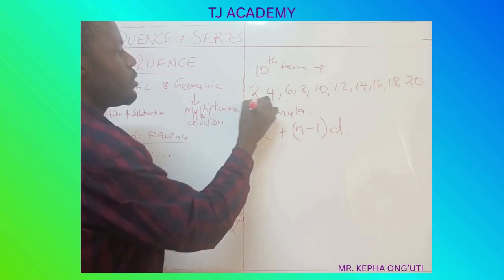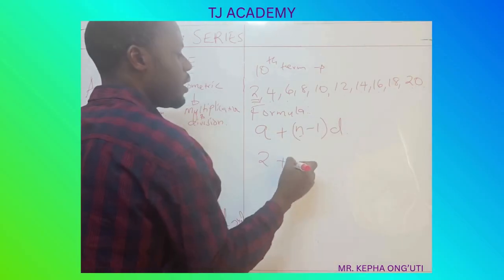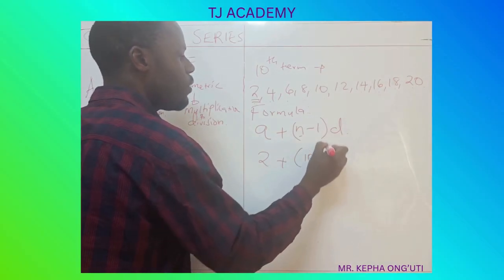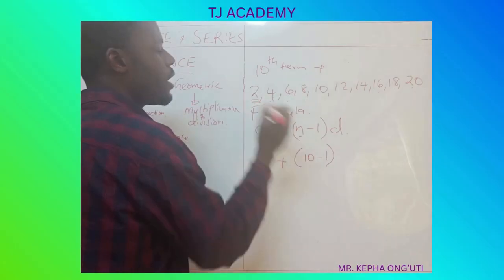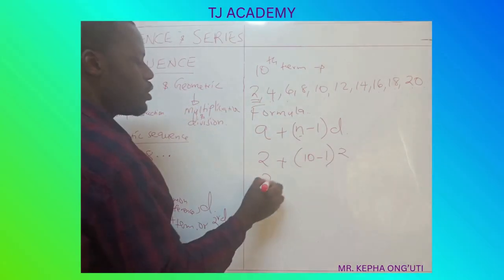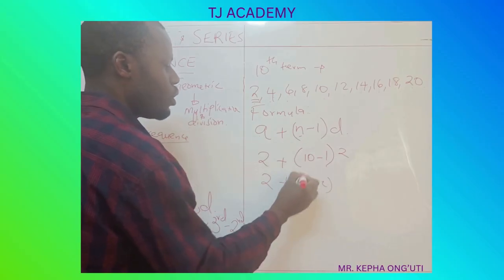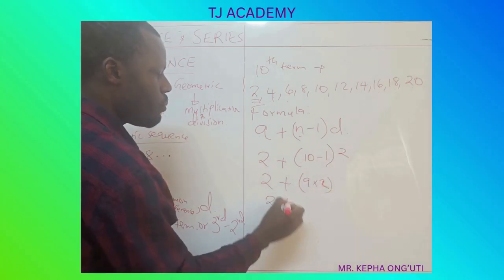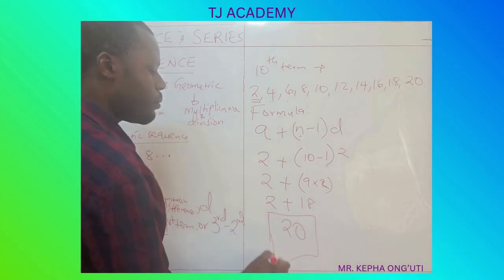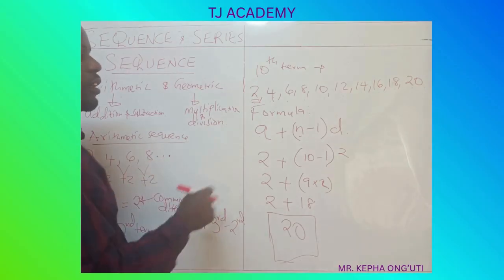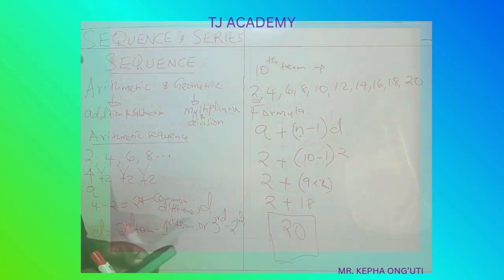Our first term in this sequence, A, is 2, plus n, which is the 10 we are looking for, minus 1, times d. The common difference we have found, 4 minus 2, is 2. So it is 2 plus 10 minus 1, which is 9, times 2. You will find that this is 2 plus 18, which is 20. You can see we have used that formula to find the 10th term. And that's how we can find the nth term of an arithmetic sequence.